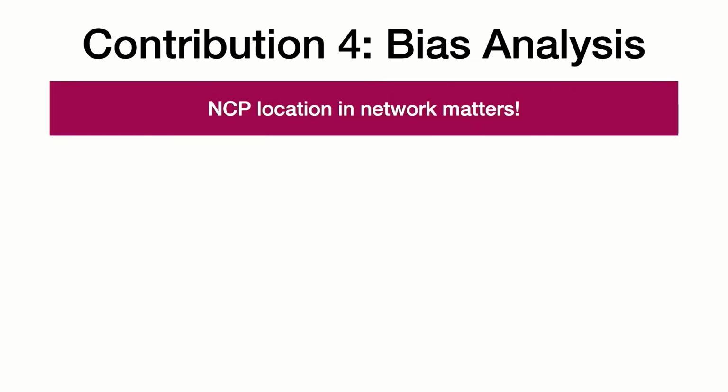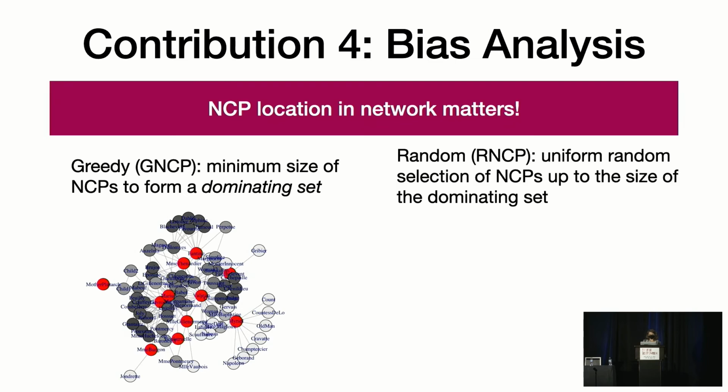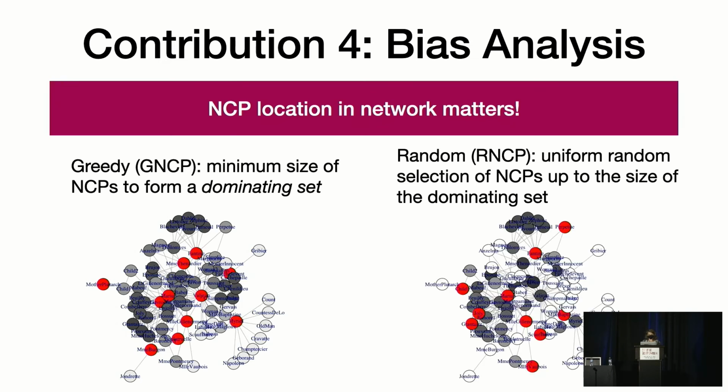To study this, we conduct a bias analysis. In particular, we study the effects of NCP location in the network. We study the greedy condition, where NCPs must form a dominating set, meaning that all nodes in the network are exposed to at least one outcome from an NCP. And we also consider the random case where nodes are selected uniformly at random to be non-cooperative participants.